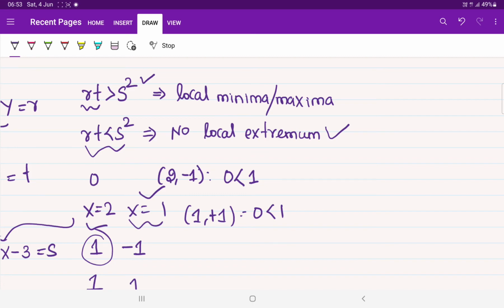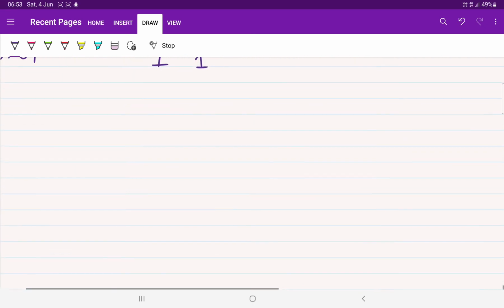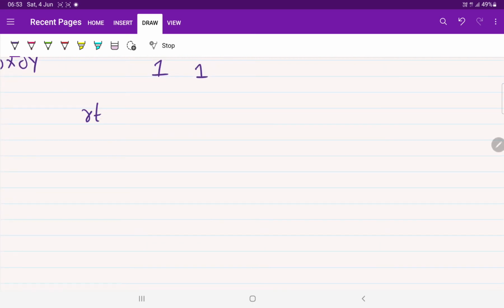Suppose, sir, for the given function, while cross checking the value of r into t, it becomes greater than the value of s square. What should I do? Then, in the next step, you directly take only r. R means dou square f upon dou x square. Cross check this value, since you know the value of x and y. Of course, we have two sets of points. Substitute all those values into the value of r.